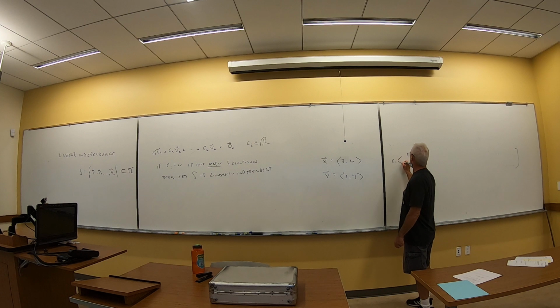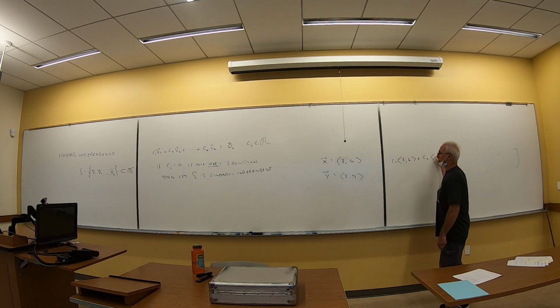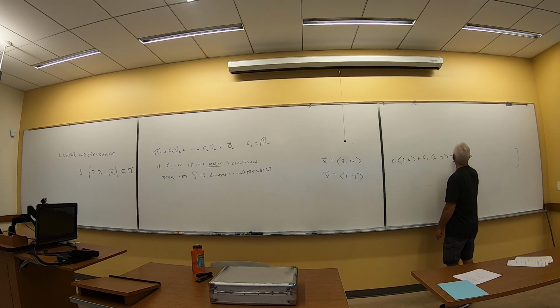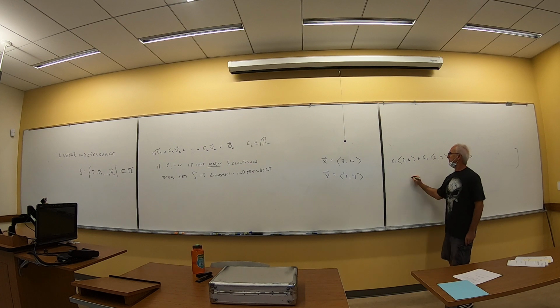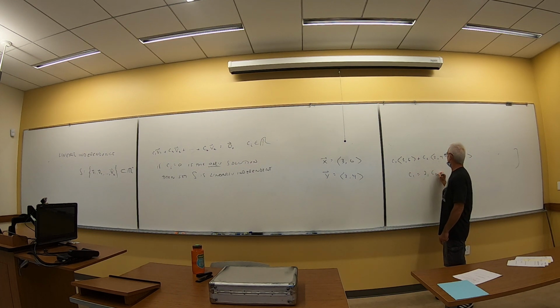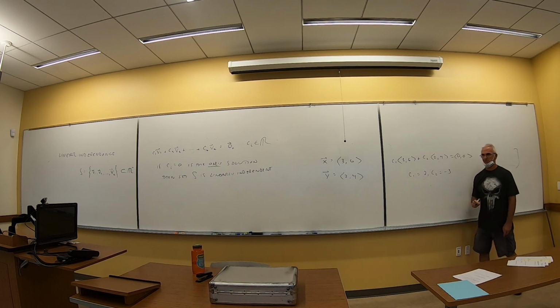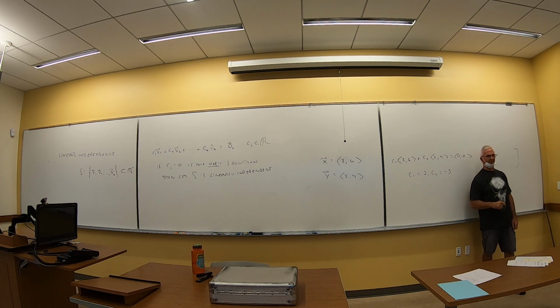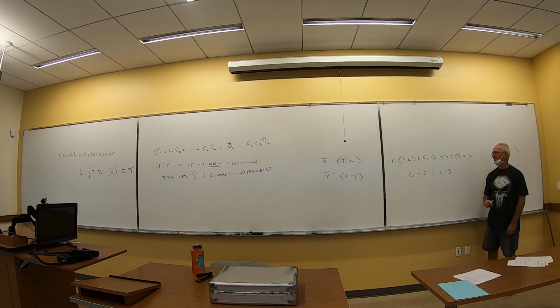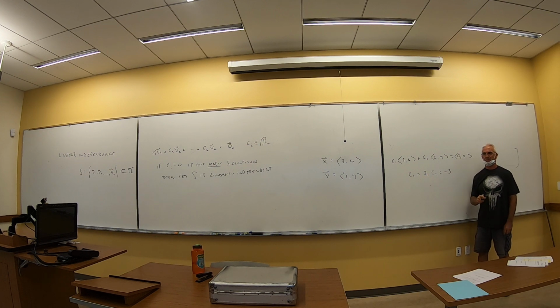Well, if I said C1 of these plus C2 of these equals 0, 0, does this have a unique solution? 0, 0, obviously, is a solution. But what if C1 equaled 2 and C2 equaled negative 3? Would that also be a solution? Huh. I just found a non-trivial solution. Are there any others? Infinitely many more. Take any scalar multiple of that. You know, 20 and negative 30 would also work.